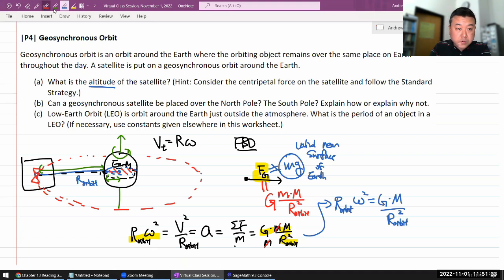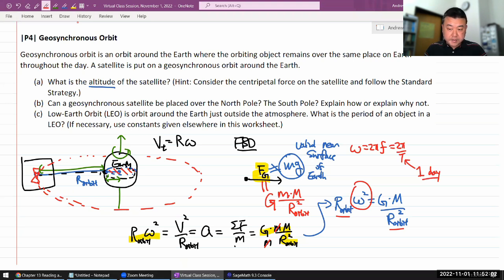We had to combine these two terms. And omega is a number I can work out in terms of all the known quantities, because omega is 2 pi times frequency, and frequency is 1 over period. So 2 pi over the period, and this period for Earth's rotation is 1 day. These are numbers I can plug in as we work out the numerical value of the answer. So let's just get an algebraic expression for r orbit.